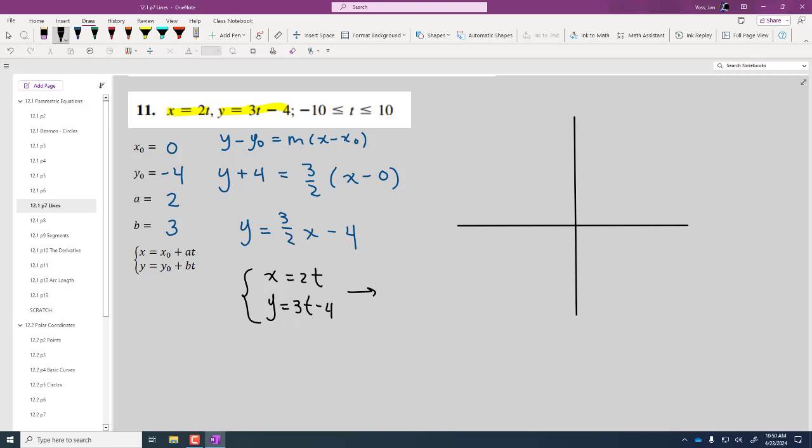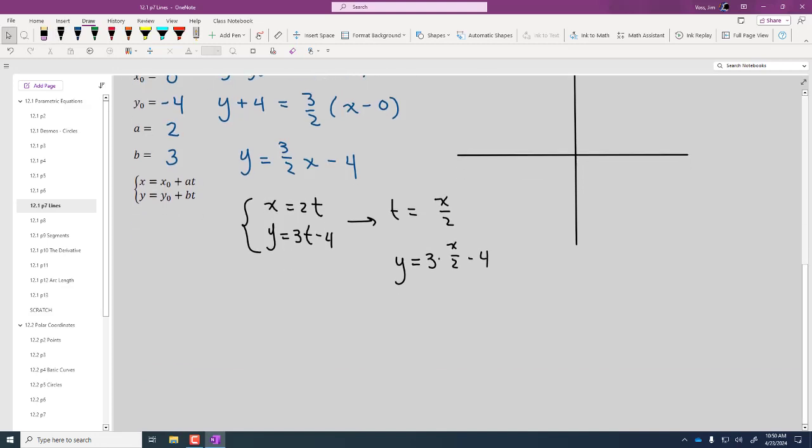What do you think you're going to use to eliminate the t here? What's the easiest way? So we're going to solve this x equation for t, we get x over 2, and then we plug it into the lower equation, and let's just see if we get the same thing. Yes. And sure enough, we get the same thing.